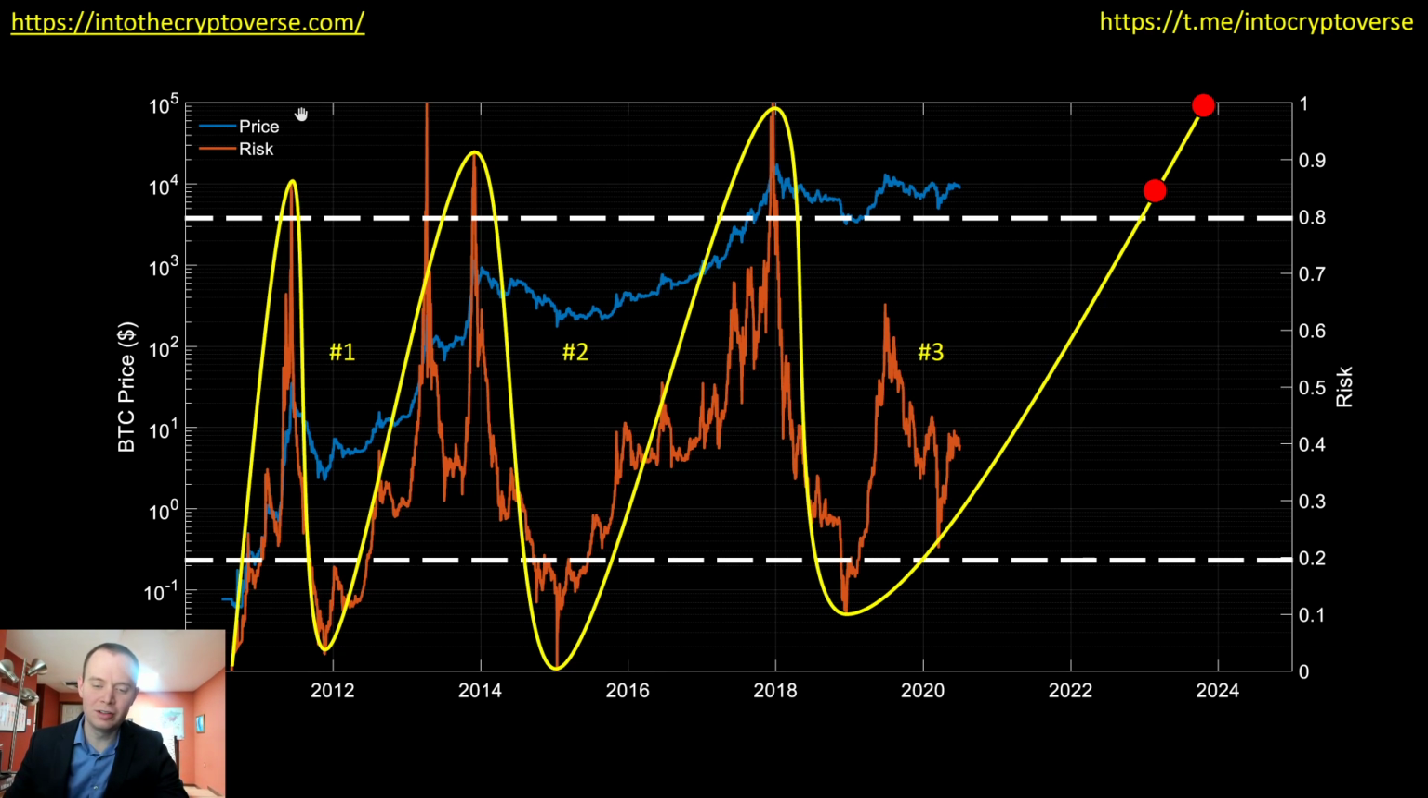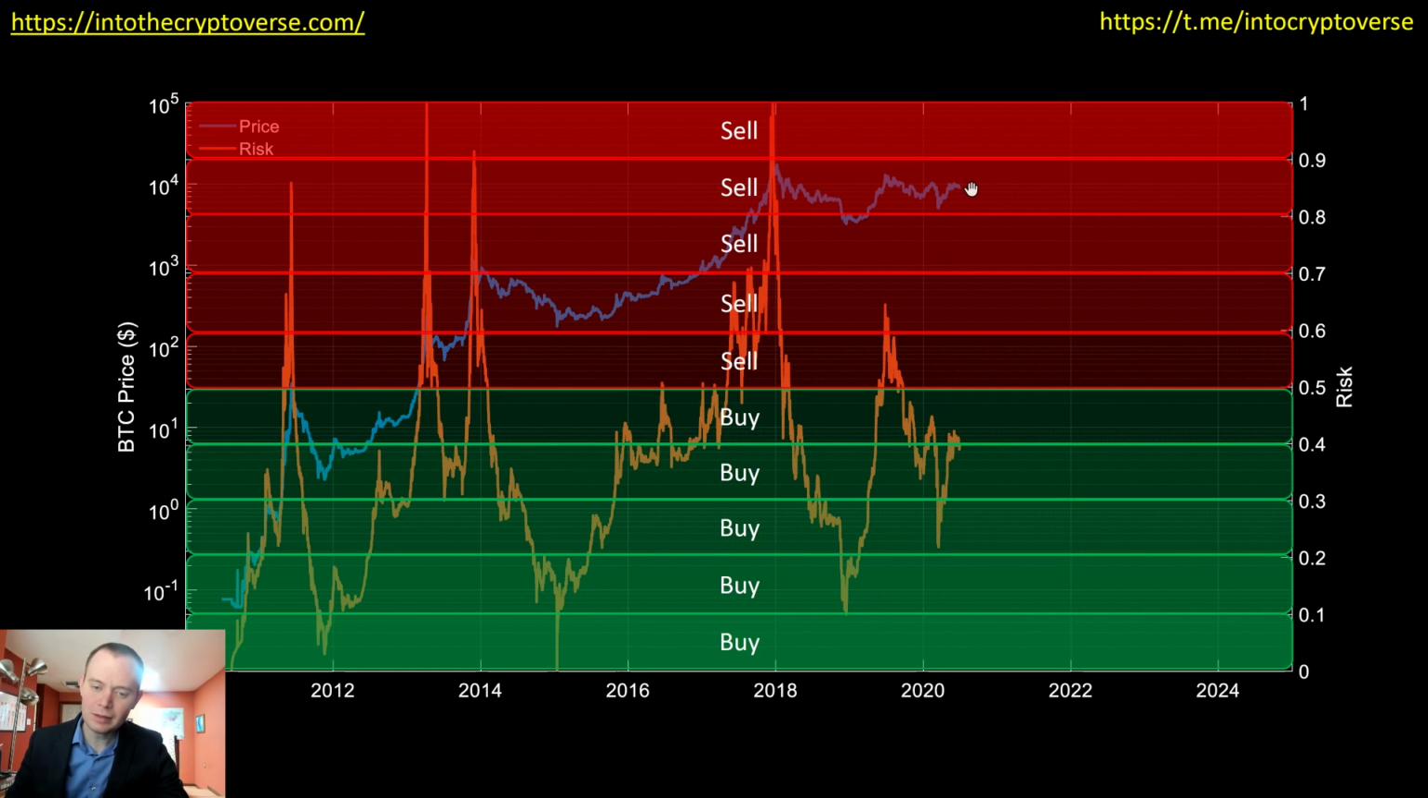This is not financial advice, but what you should do is have a plan on how you're going to buy and how you're going to sell. So I just drew a random line to kind of give you an idea of what could happen over the next several years in terms of the risk metric, which would continue this pattern that you see right here on this chart.